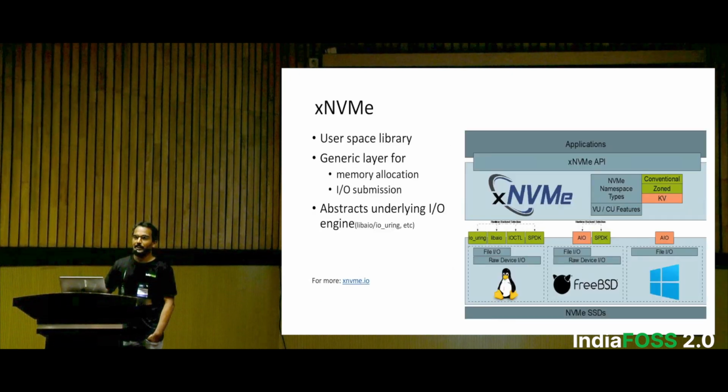The last one was xnvme. This is a user space library which abstracts the layers below from the applications. Let's say you're an application developer, you can just start using xnvme, and for the layer below you can choose any backend, like IO-Uring, spdk, or ioctl. The advantage here is, if you have a backend which has some features you are looking to use in your applications, you can just change the backend, and the application layer APIs will remain the same.